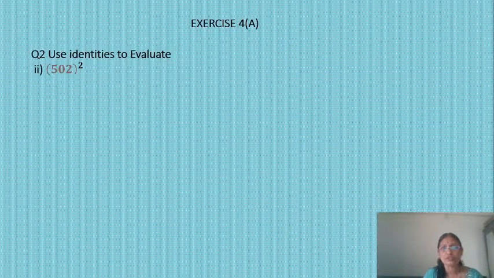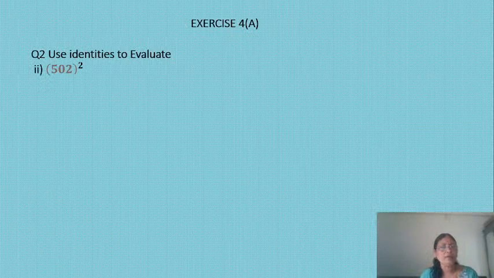And here is the first question. Use identities to evaluate. Now 502 the whole square. By the usual way we can simply multiply 502 into 502 and get the answer. But these identities make our calculation easier.